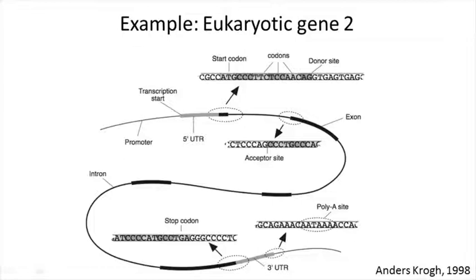Then we also use the dynamic programming algorithm we just talked about. We go through the hidden Markov chain. When the chain goes through promoter states, a promoter is detected. When the chain goes through start codon states, the start codon is detected, and so on.